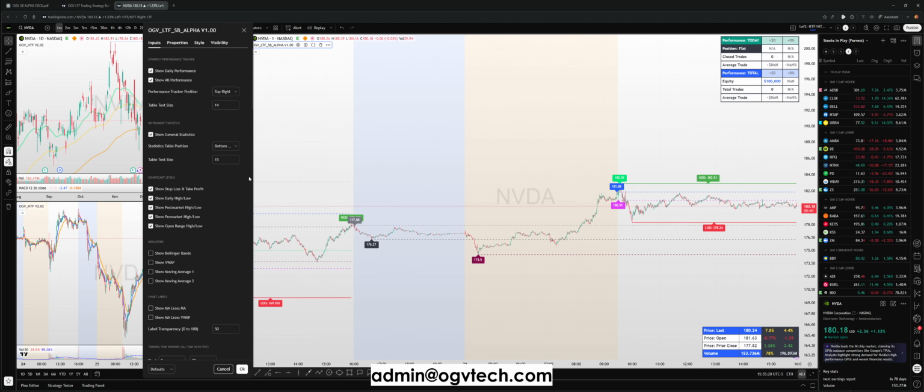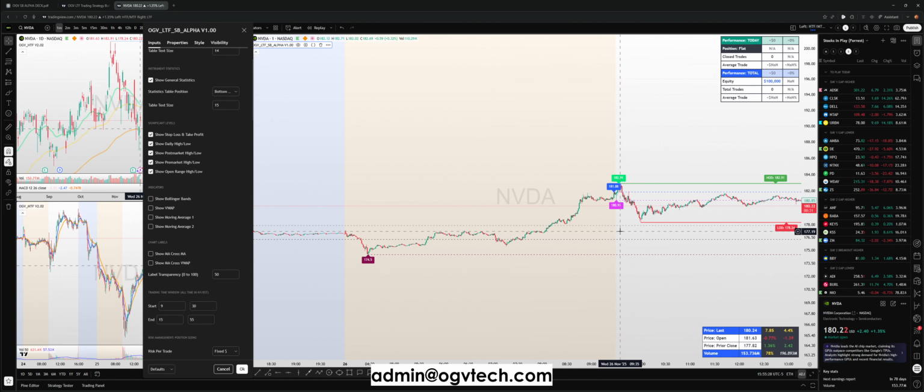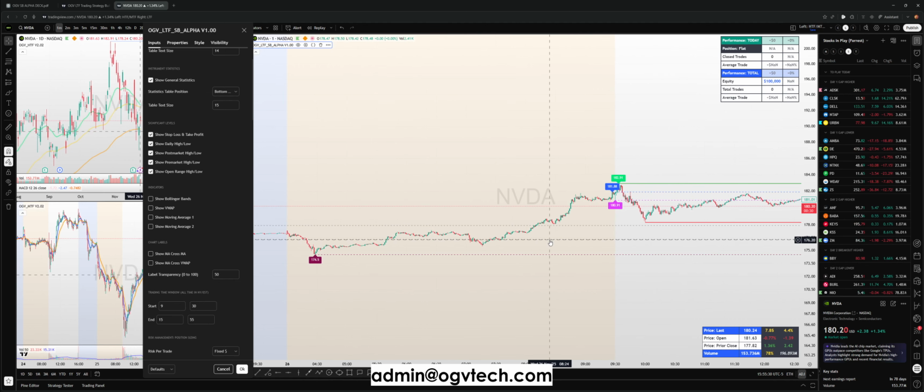Let us know what you want to see in here, and we're happy to work with you and figure out what's going to help out the best. So there you can see key levels, and we have indicators that can trade off of these levels, and we'll get to that in a bit.